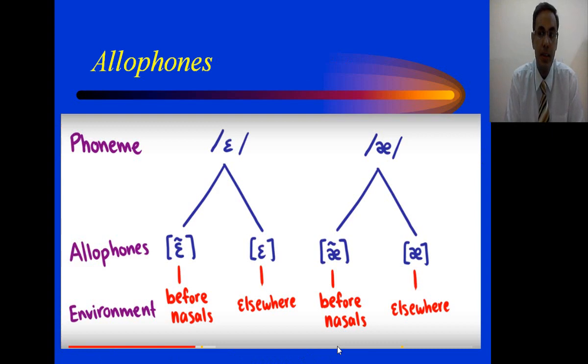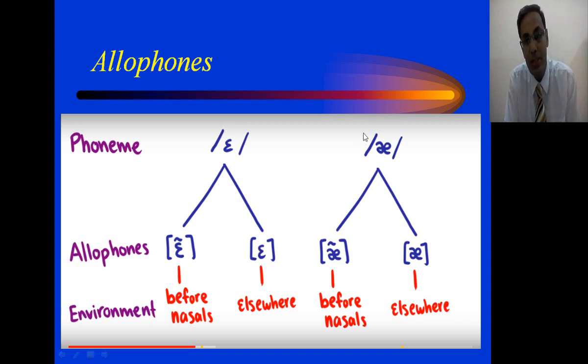In case we have different variants of the phoneme, they are called allophones. For example, the a sound as a phoneme has two forms, or two variants. One of them is nasalized, before a nasal environment. It occurs before a nasal, so it is called a nasalized vowel. And the second version is oral a. So a as a phoneme has two versions, nasalized and oral. They are called allophones, not phonemes.